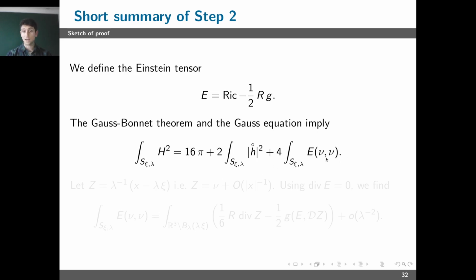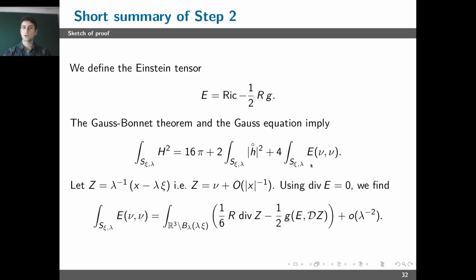Okay, now on the other hand, to compute this integral over here, you make 2 observations. So the first one is that in the Euclidean space you can extend the unit normal of a round sphere in a canonical way to all of R3, namely by defining a vector field Z to be lambda to the minus 1 times x minus lambda psi. And then even with respect to the metric g, this is then still almost equal to the outward normal. The second observation is that the divergence of this Einstein tensor actually vanishes.